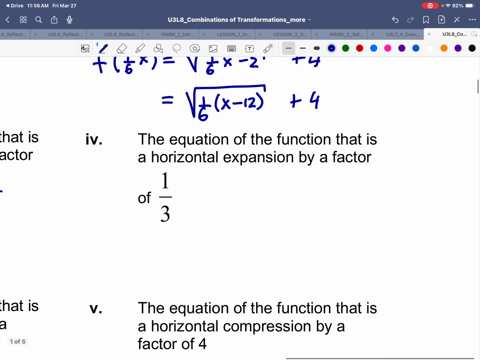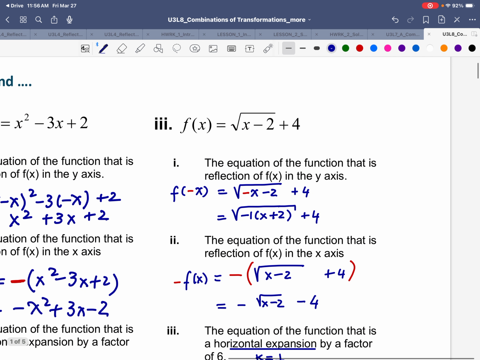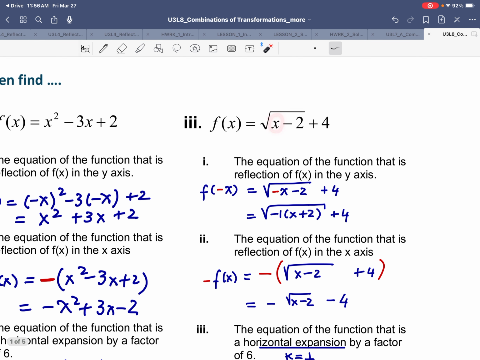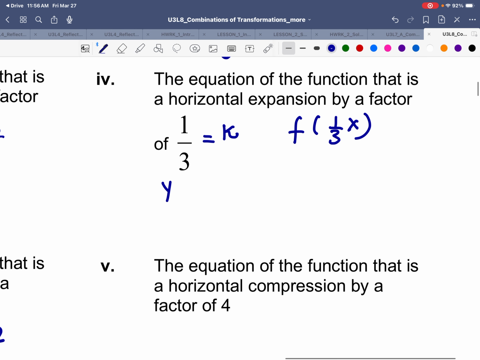Next, we have equation of a function that is horizontally expanded by a factor of 1/3. So that has given us the value of k directly. So that means that we're finding f of 1 over 3x. So wherever we see x in our equation, it will now be replaced by 1/3 of x. So square root of 1/3 of x minus 2, and then plus 4 at the end.